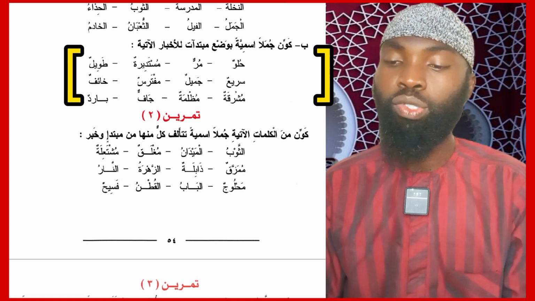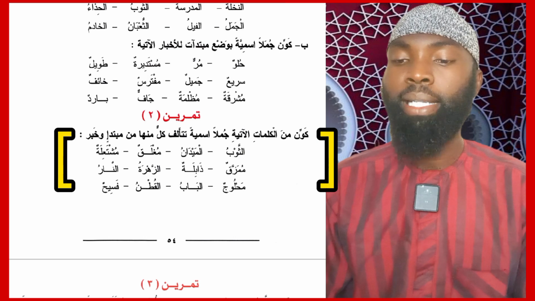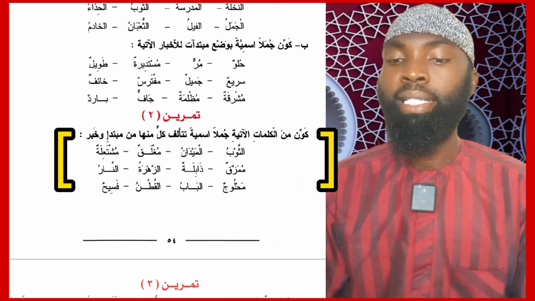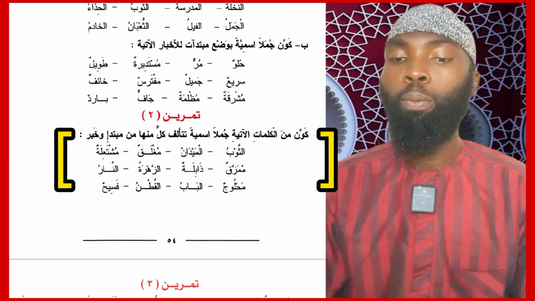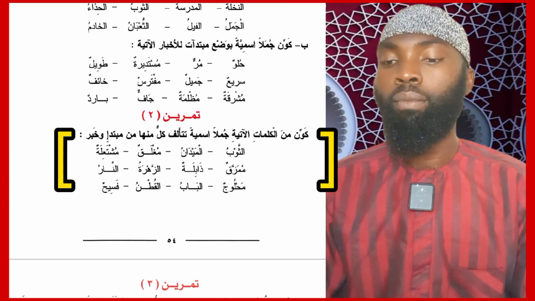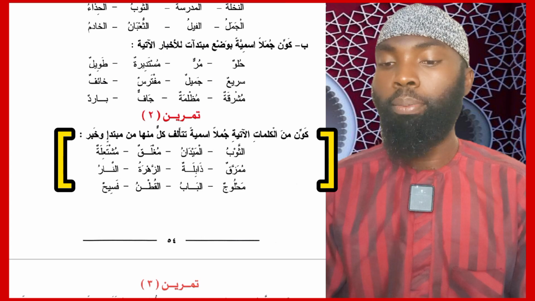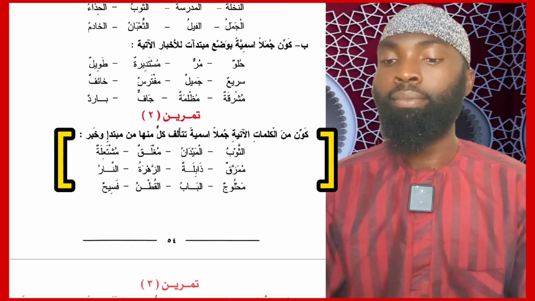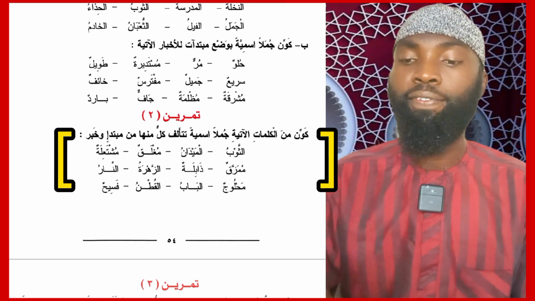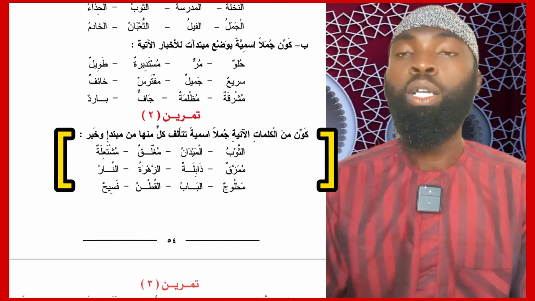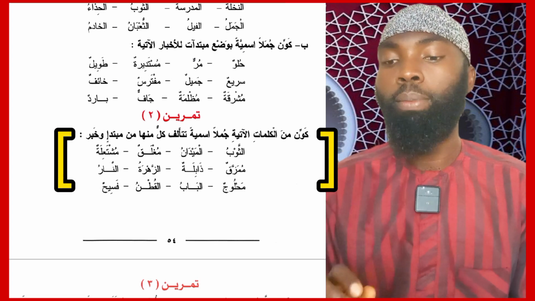Moving to the next exercise, the instruction says: كون من الكلمات الآتية جملا اسمية تتألف كل منها من مبتدأ وخبر. From the following words, form nominal sentences, which are made up of mubtada and khabar.